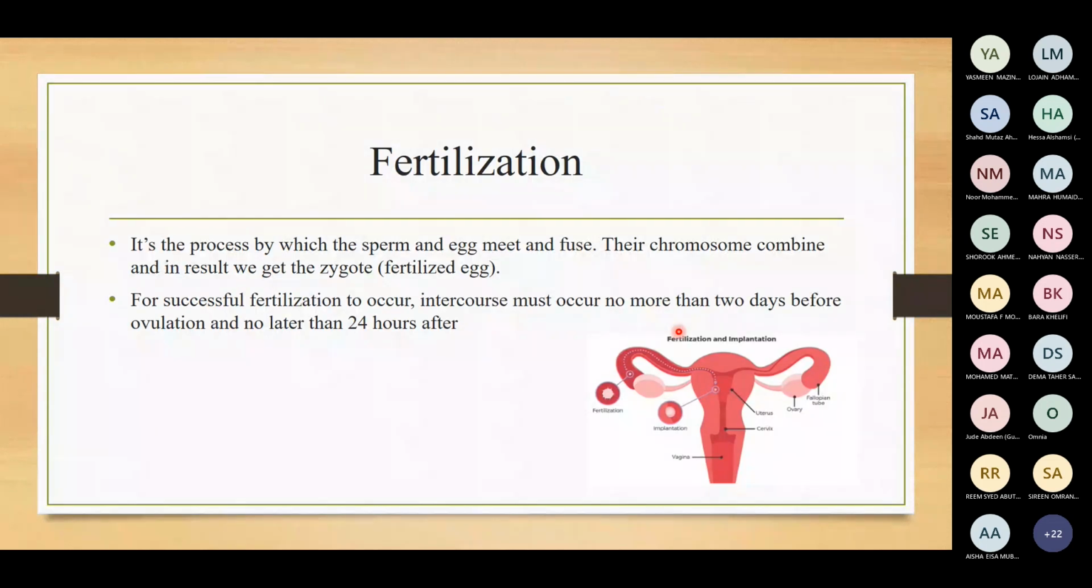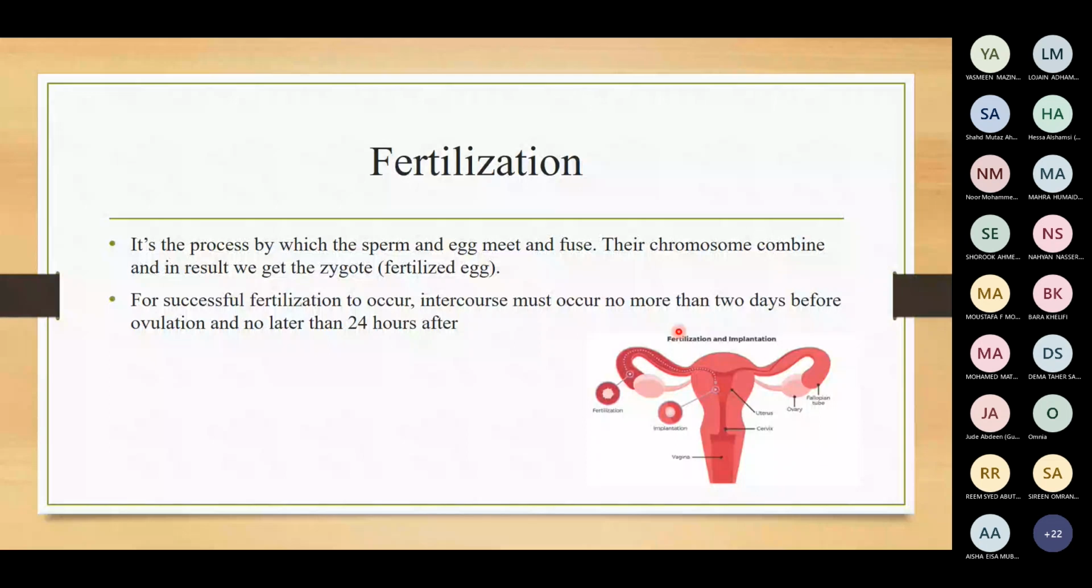So I guess you're all familiar with the term fertilization. Fertilization is basically when the sperm and the egg meet and fuse. What fuses exactly? Their genetic material, their chromosomes. They combine and we get the fertilized egg, which we call a zygote.